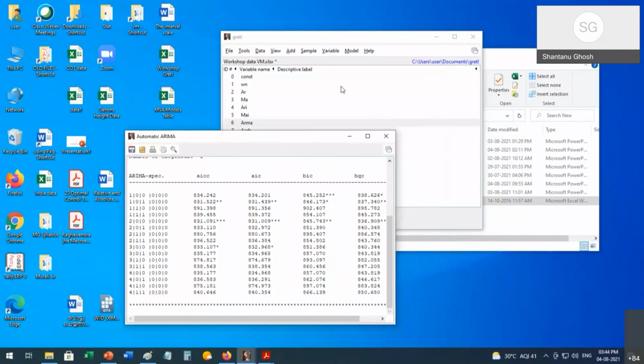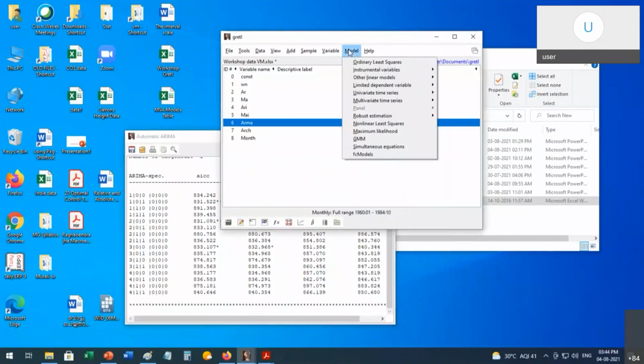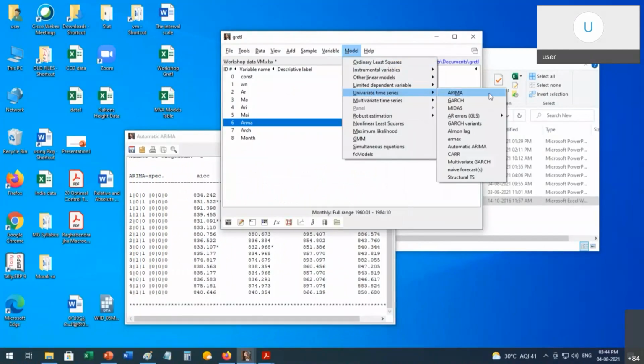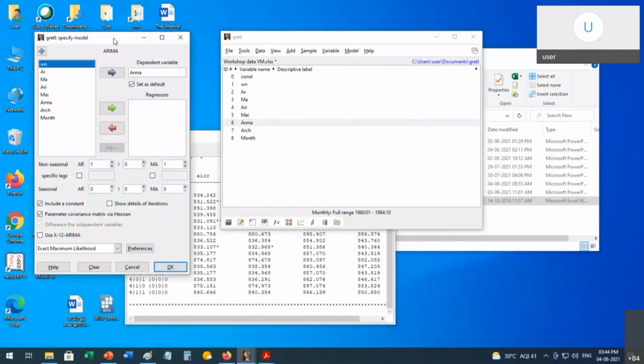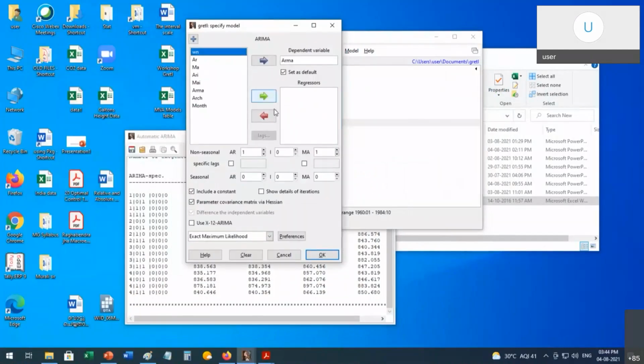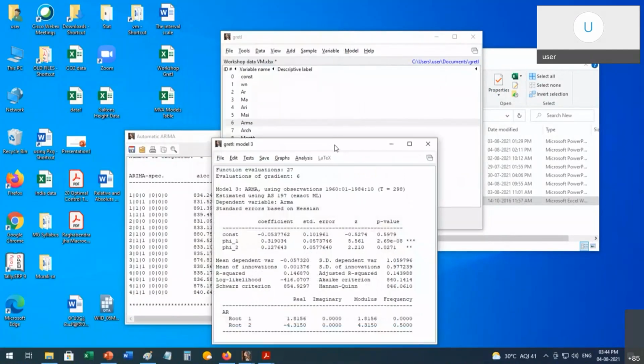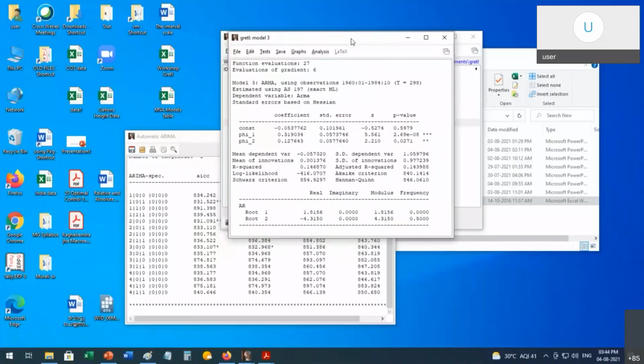Yeah. See, we go to the model, univariate ARMA. Then we have this model already. So here we have AR2, MA0. So we have 200000. Now click OK. And we get this result. So both the coefficients are significant.